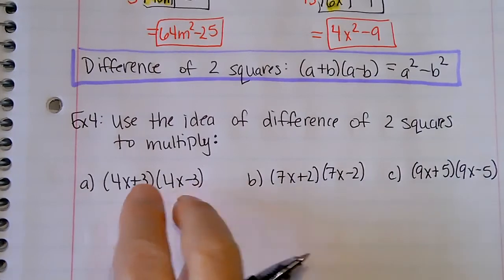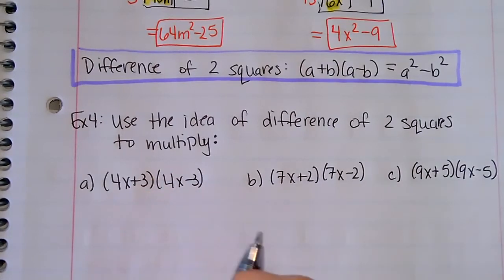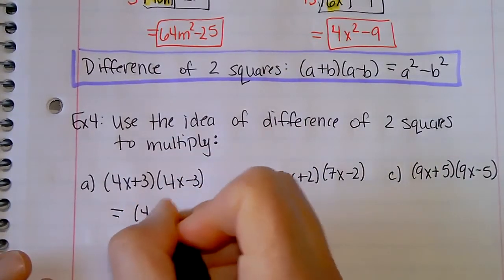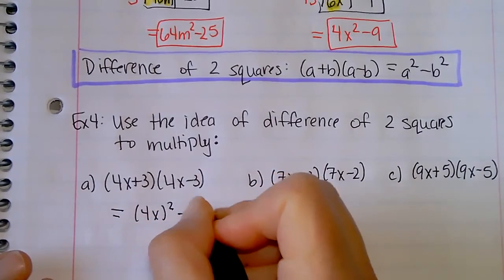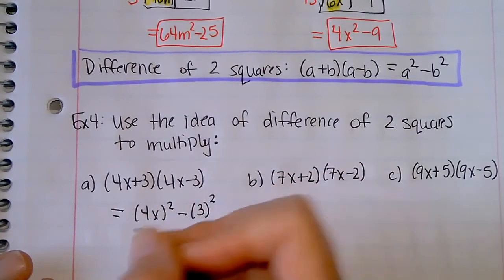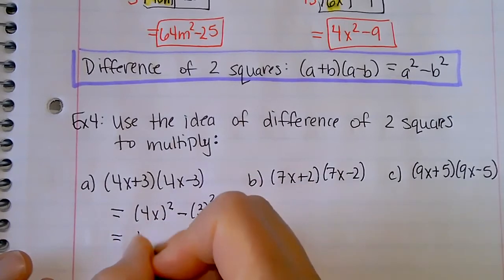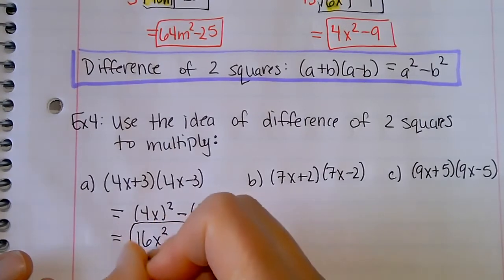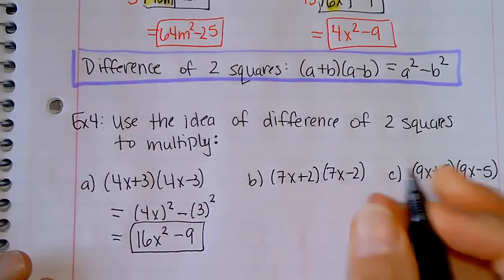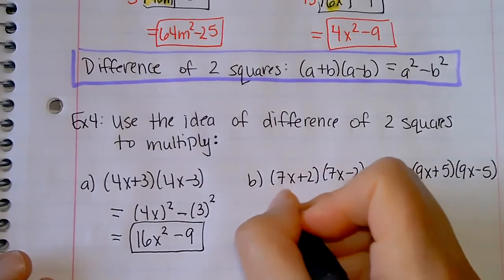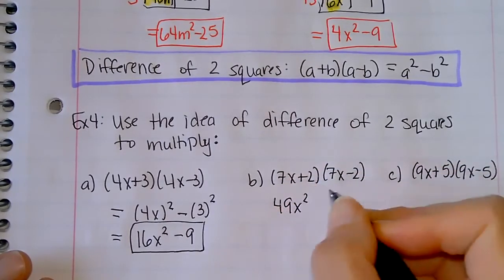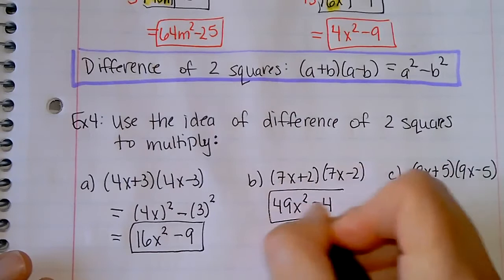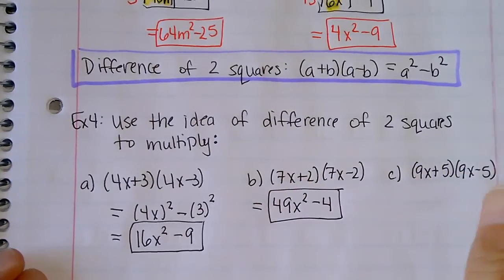So again, I don't have to do the box. I see the pattern. So let me just write out the first one. I'm going to take my 4x and square it, minus, and I'm going to take my 3 and square it. So when I take 4x and square it, I get 16x squared minus 9. And that's your answer. So for this one, 7x times 7x is 49x squared, and 2 squared is a minus 4. And we just multiplied those binomials together.